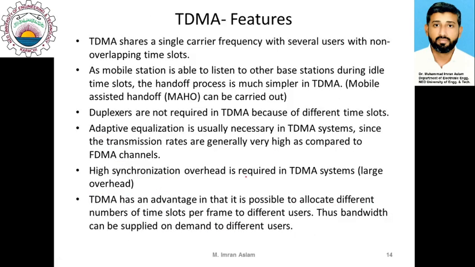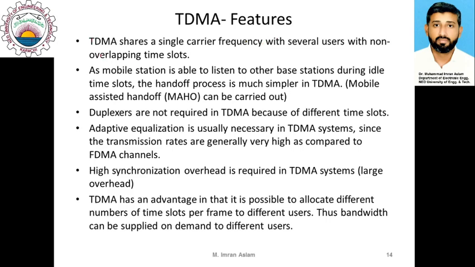So let us quickly summarize some of the important features related to TDMA systems. TDMA shares the single carrier frequency with several users in non-overlapping time slots. So each user is assigned a dedicated time slot, and it has to transmit its data in that specific time slot, and these time slots are set in such a way that they do not overlap with each other in order to avoid any interference among different users.